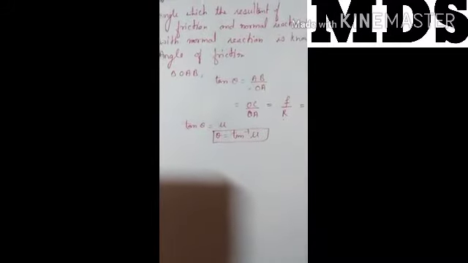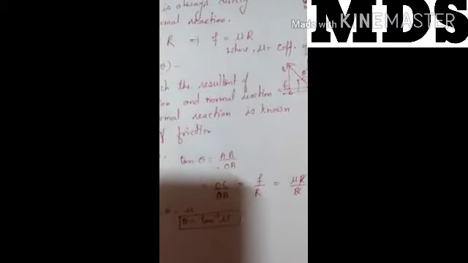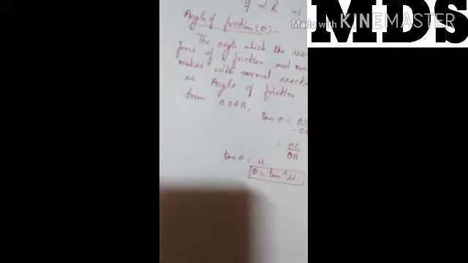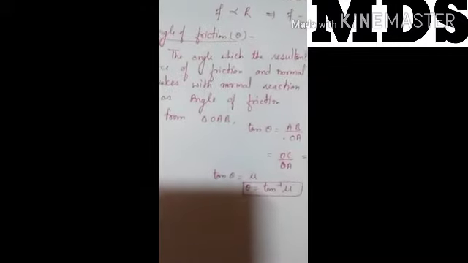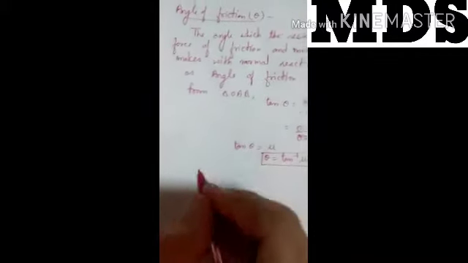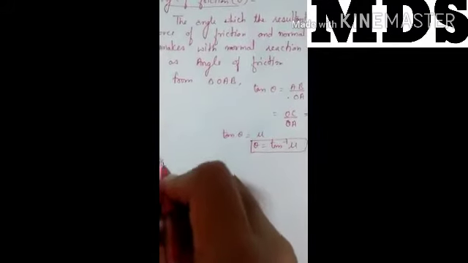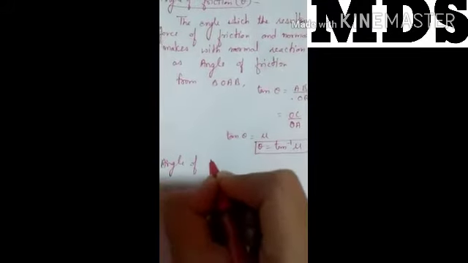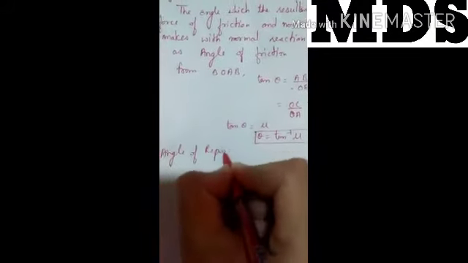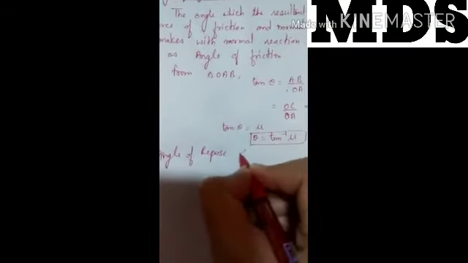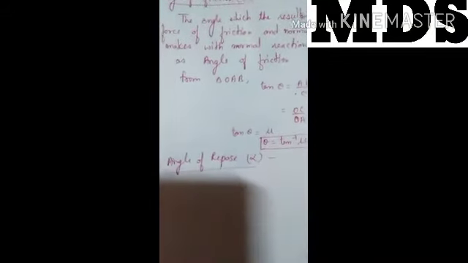Now next, angle of repose. How can we find it? What is the angle of repose? It is the minimum angle of the inclined plane. Our next topic is angle of repose. We will denote this with the angle alpha.